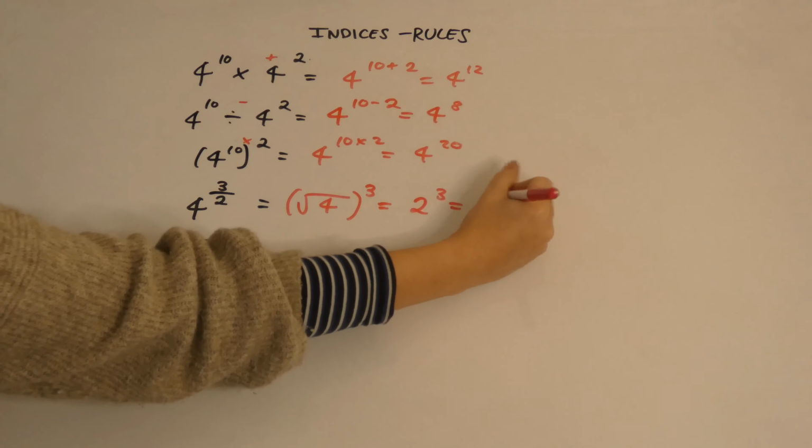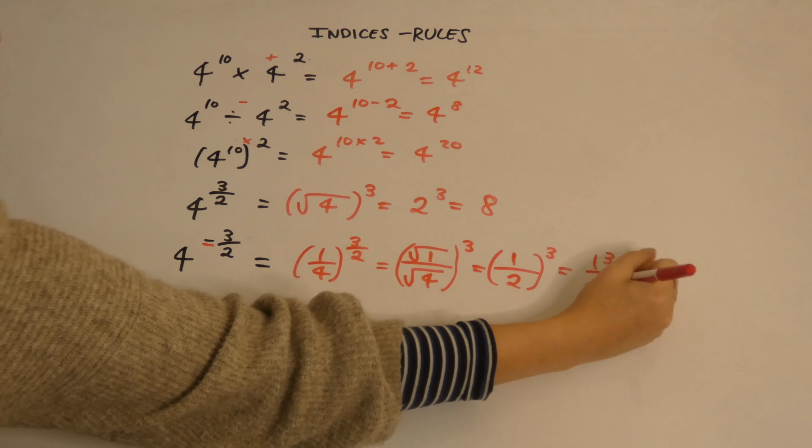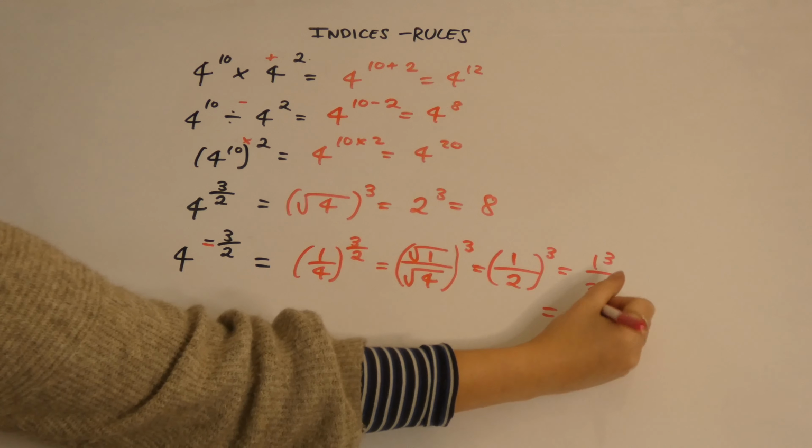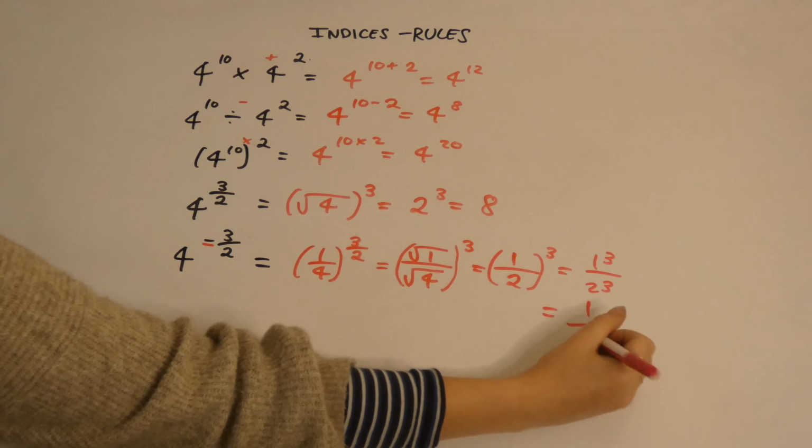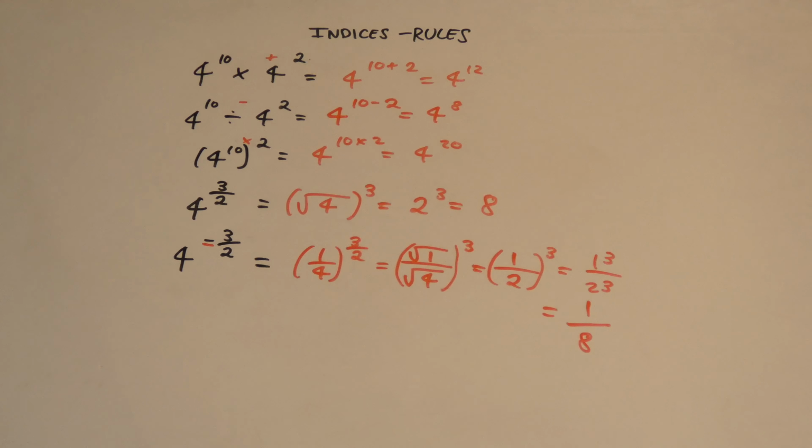We'll deal with the denominator first, which means the square root, so we're doing the square root of the top, which is 1, over the square root of the bottom, which is 4, all to the power then of the numerator. The square root of 1 is just 1, and the square root of 4 is 2, so we're left with 1/2 cubed. To do this, all we have to do is cube the top and cube the bottom, so we're left then with 1 cubed, which is 1, over 2 cubed, which is just 8. So our answer is 1/8.